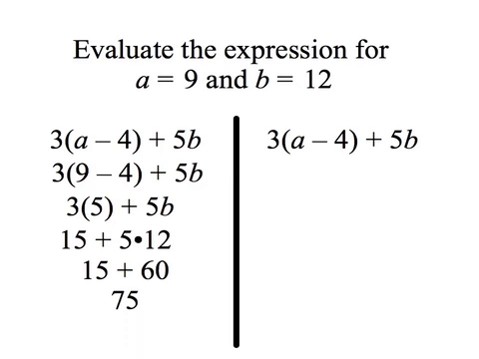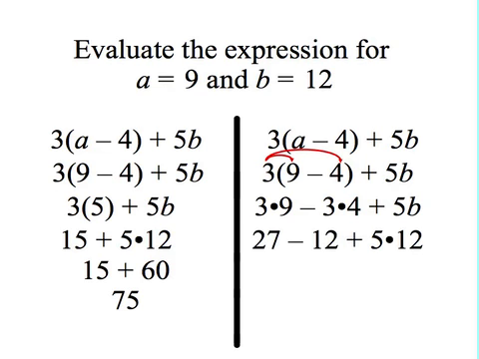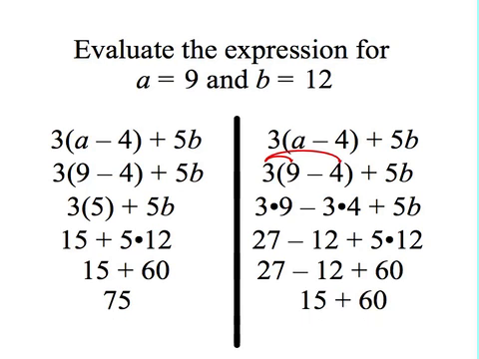Well, the other way to do it is to apply the distributive property. First, we'll substitute the 9 in for the A, and then we'll apply the distributive property, which says that we can multiply the 3 times the 9, and then also multiply the 3 times the 4, and subtract the product of 3 times 4 from the product of 3 times 9. And then we'll do those 2 multiplications, and at the same time substitute the 12 in for the B. And now the 5 times 12 needs to be done, and we're left with 3 numbers, 27 take away 12 plus 60. We do 27 take away 12, get 15, add it to the 60. And the good news is we get 75, which is what we got the first time.